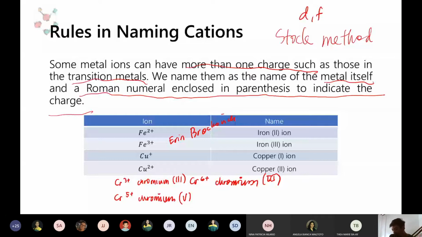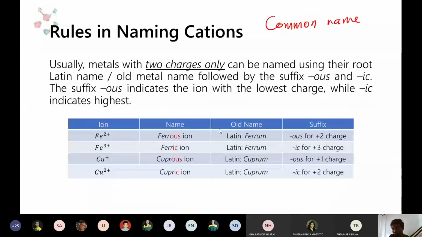Okay, so the third rule is called the common method. Ay, teka lang. This is called the common name, or the common method. This common method is used way back noong panahon pa ng alchemy. Ang chemistry naman galing kasi siya sa alchemy talaga. So, this is an old naming system. Ito yung pinakalumang system ng naming.